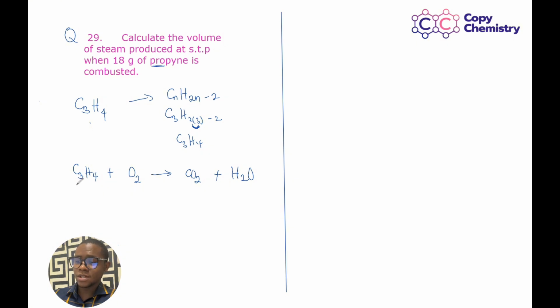Balance carbon first. 3, so 3. Next is hydrogen, 4. So we'll put the 2 there, so that gives us 4. Now it's time to balance the oxygen. Let's check. What do we have here? 3 times 2 is 6. 2 times 2, 4. That's a total of 10. So we need 5 here to do that.